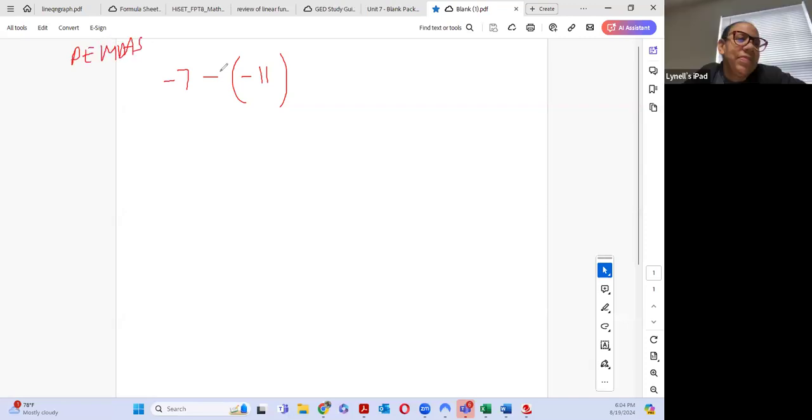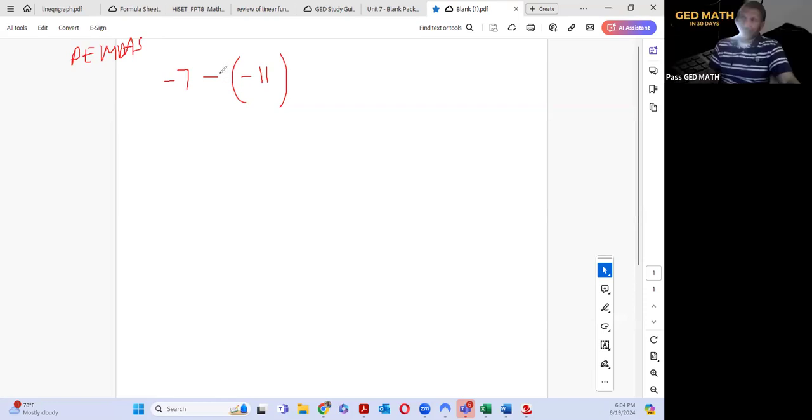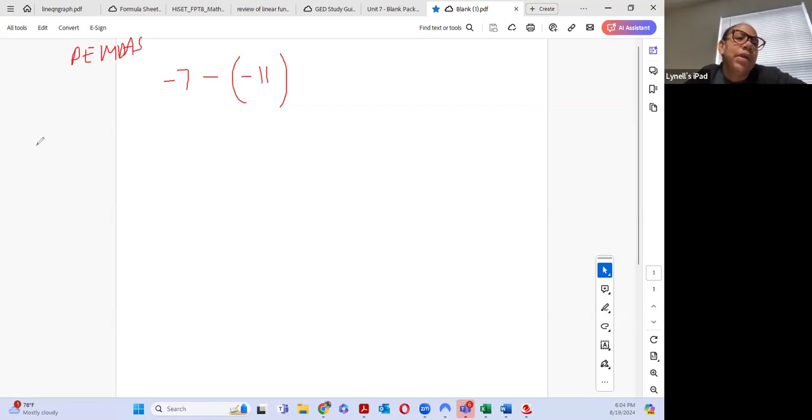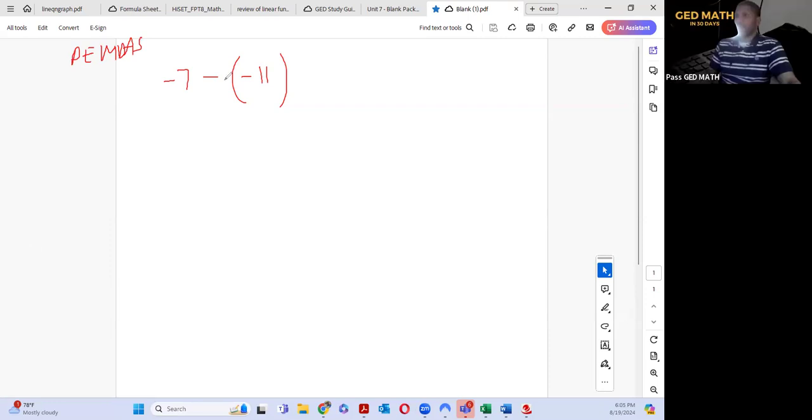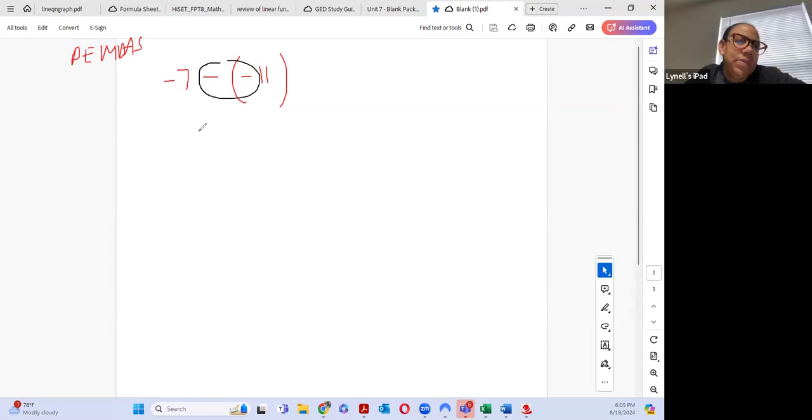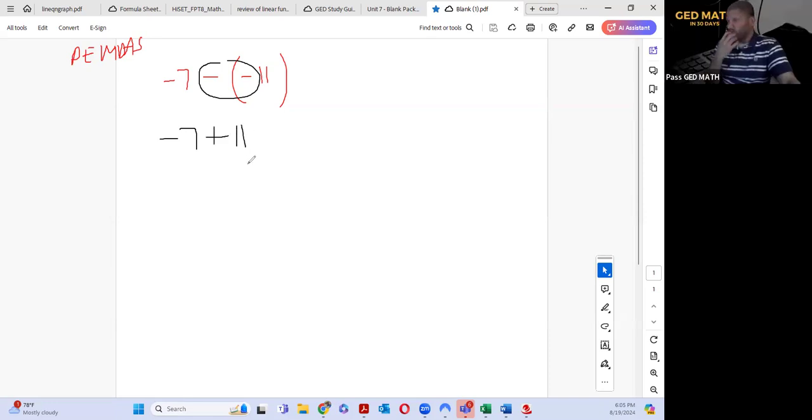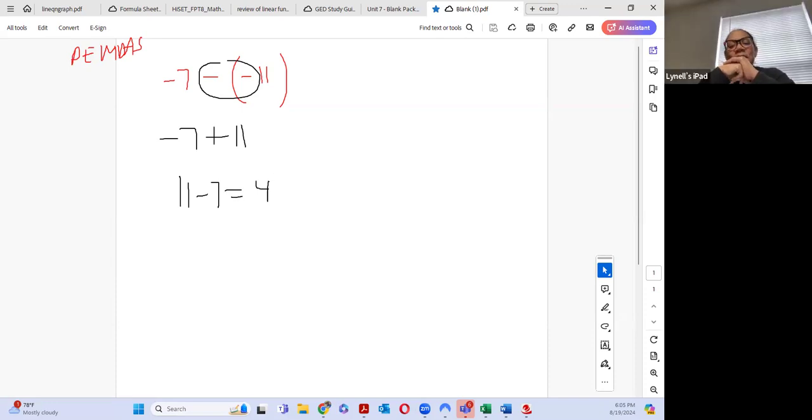When you see this negative, or if you see a sign and you don't see another number and it's next to another sign, that's positive, like multiplication. So two negatives make a what? Positive. So this becomes -7 plus 11. Now it's just 11 minus 7, which is 4.